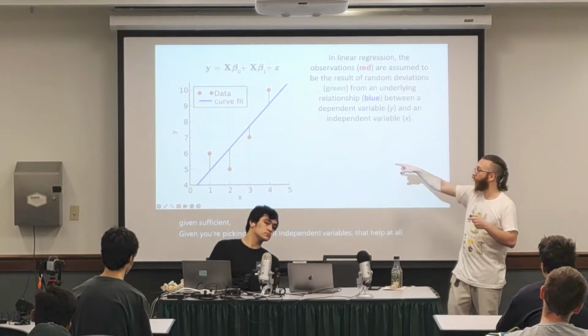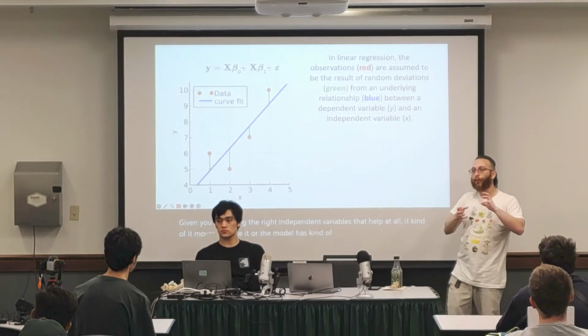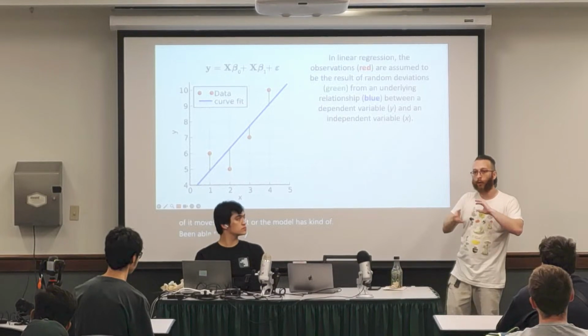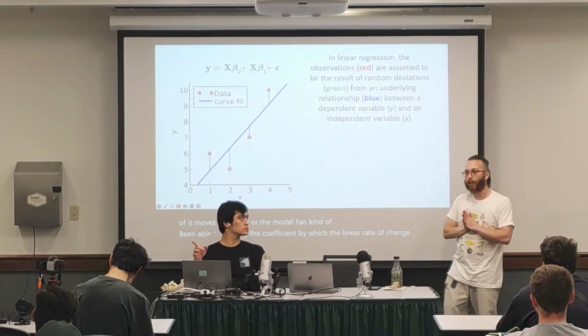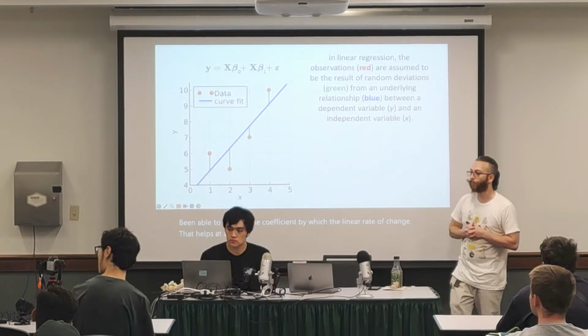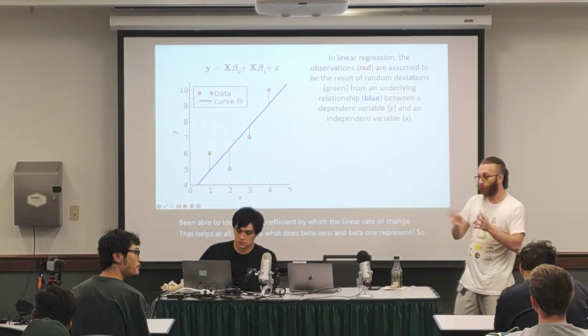The model has been able to identify the coefficient by which the linear rate of change moves the line, if that helps at all. Yeah? Wait, so what do beta 0 and beta 1 represent? Great question.